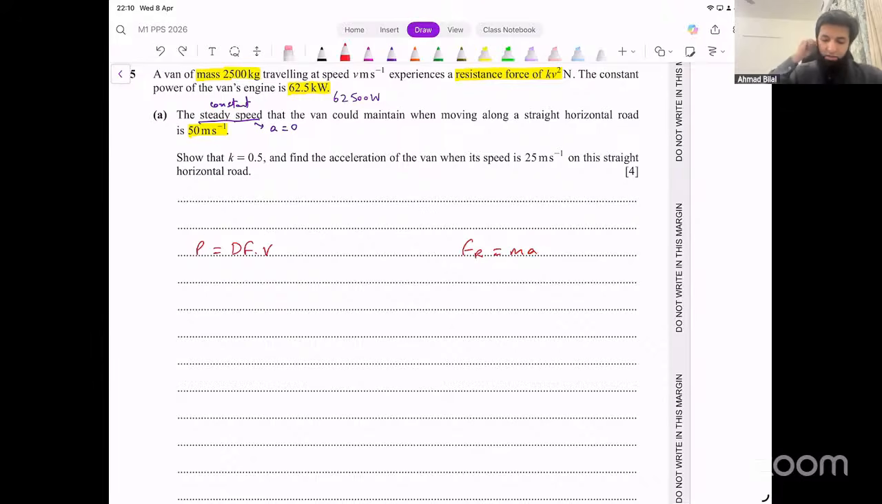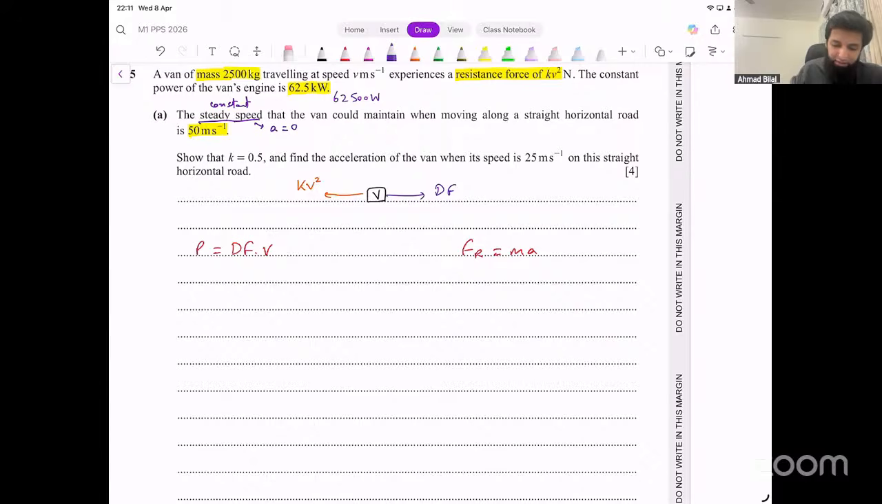Now, it's a horizontal surface, right? Yes, horizontal road. So we can say this is the van. What are the forces acting on the van? In the forward direction, there's driving force. There is resistance of kv squared that is going to oppose motion. Is there any other force acting? Not really. These are the only two forces that are acting.